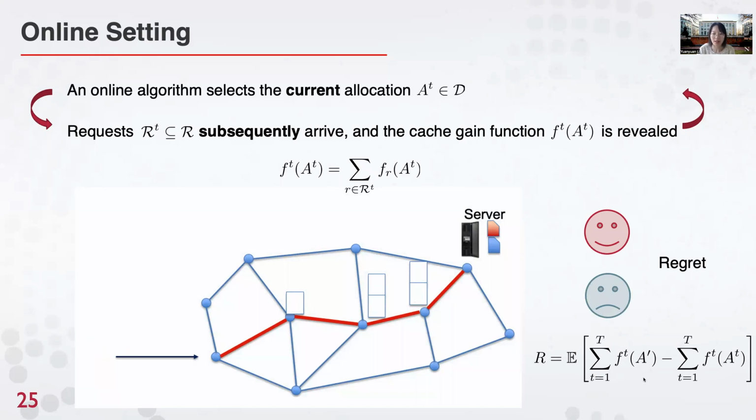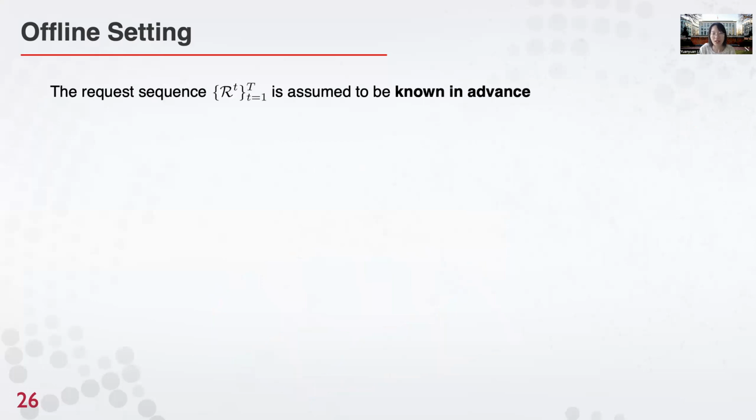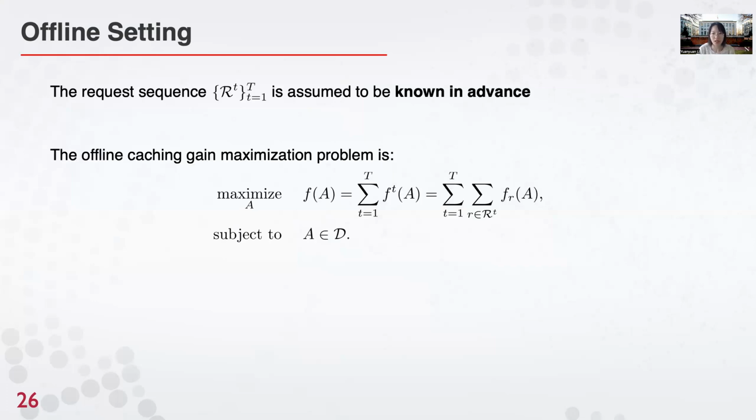in hindsight. Let's first figure out what the best allocation in hindsight is, which is the offline setting of this problem. In the offline version of the problem, the request sequence R_t is assumed to be known in advance. The goal is then to determine a feasible allocation A that maximizes the total caching gain during the entire T rounds. This problem is NP-hard.